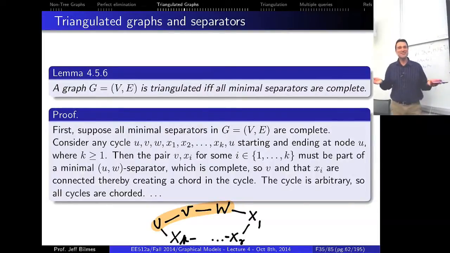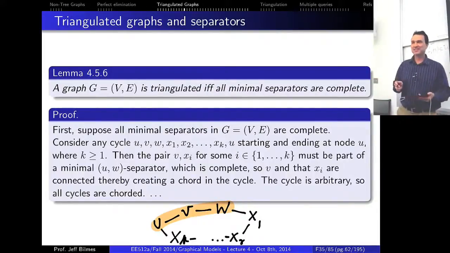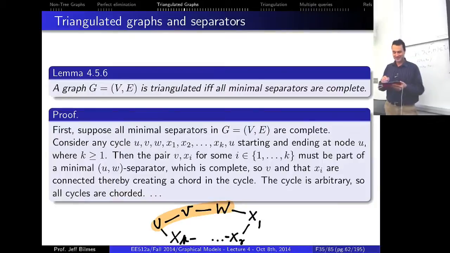I know this is the name of our school. Maybe I should have called this, I don't know, like MIT. So if there's an MT separator, no, never mind. So see, this is all related to UW stuff.